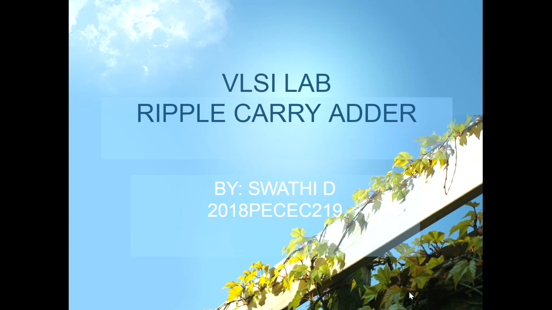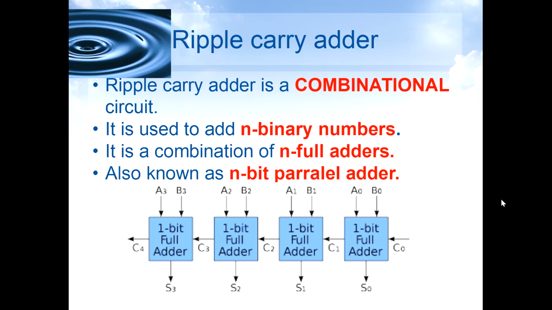Do you all know what a ripple is in general? When we throw a stone in water, it creates ripples, that is, wave-like structures. These keep on spreading on the top of the water. A similar thing is going to happen here. The carry of one full adder is going to be the input of another. That is, it keeps on moving from one full adder to the next, similar to this ripple. Therefore, it is called a ripple carry adder.